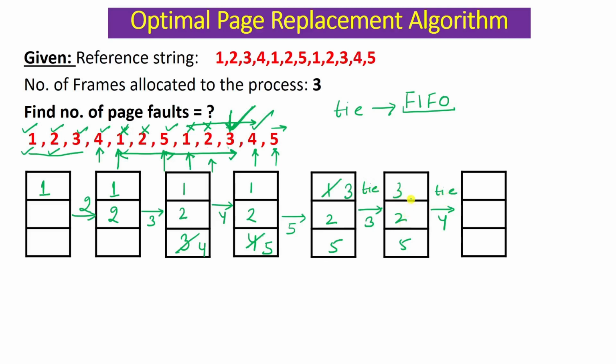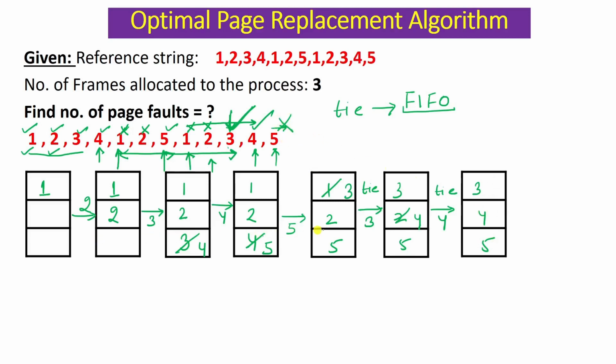So out of 3 and 2, again I will apply the FIFO. Out of 3 and 2, which is the oldest page which came in the memory first? Here you can see 2 came first, then 3 came. So 2 is the oldest page according to the FIFO page replacement algorithm. So I will replace this 2, so it will be 3, 4, 5. And now last page is 5. So 5 is already here, so there is no page fault for 5.